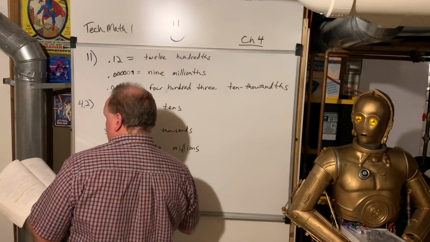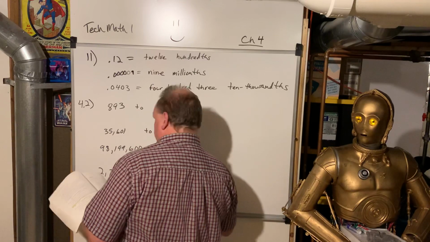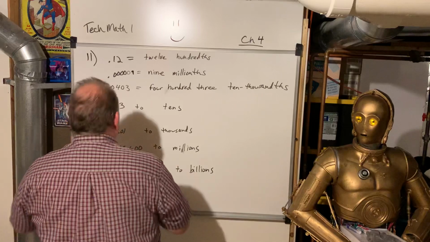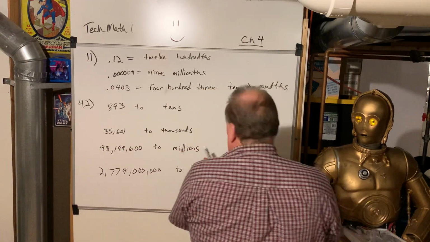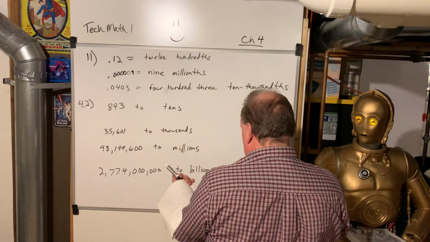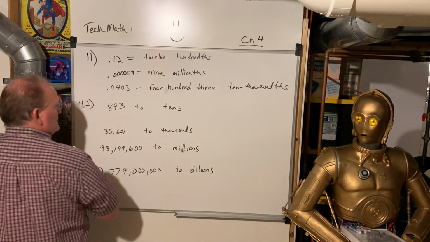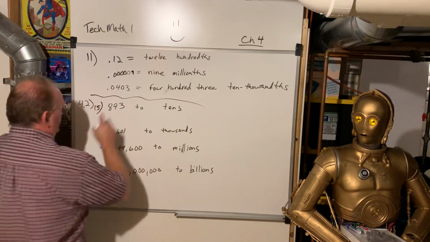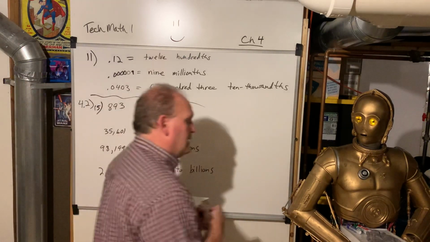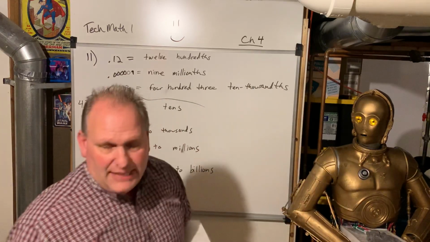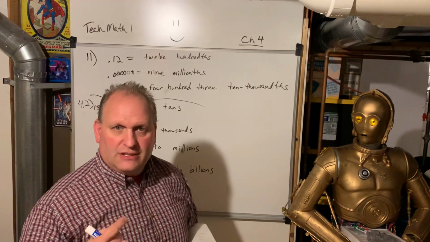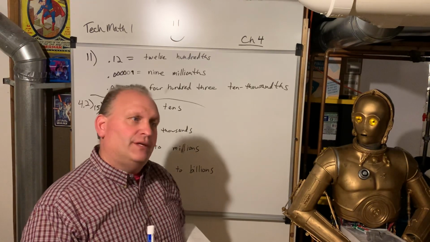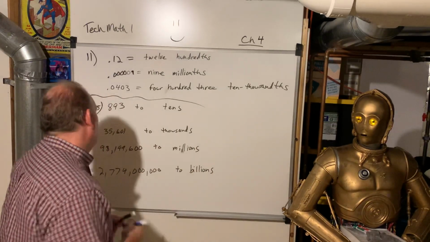2,774,000,000 to billions. All right, so when you're rounding, and I'm sure you've rounded already, but we'll just do a quick refresher here. This is 4.2, and we're on number 15. So those 4 problems. When you're rounding, you identify the place they told you to round to, and then you look at the number directly to the right of that, and then decide whether it gets bumped up or whether it gets left alone.